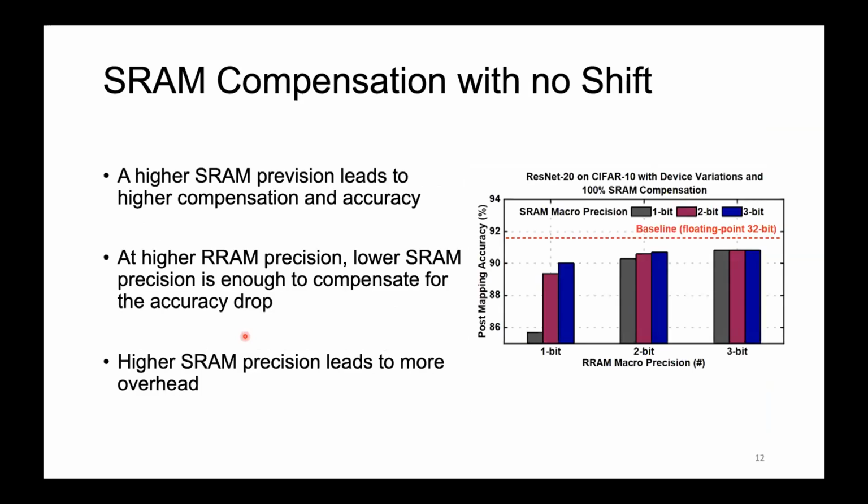Let's look at some of the key results. First, we'll start with a case where we analyze the SRAM compensation without any shifter. You can see that a higher SRAM precision leads to a higher compensation and higher accuracy. But at the same time, having a higher RRAM precision, which means that we have more bits within the weights, results in a lower SRAM precision requirement in order to have the maximum amount of accuracy. It is also to be noted that a higher SRAM precision leads to more overhead.